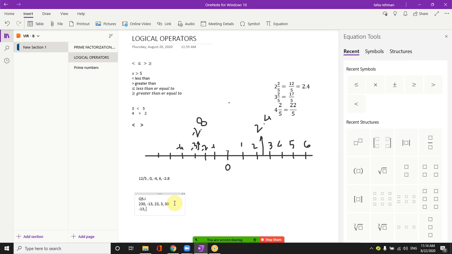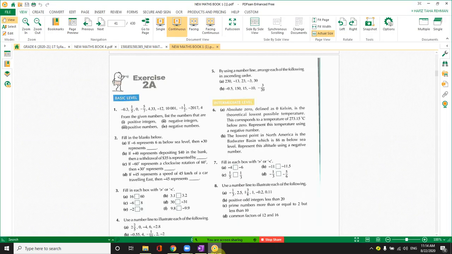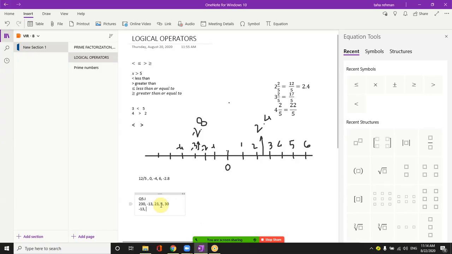Then minus 3. Sorry, this is minus 3, my child. Very good, minus 3. Then 23, very good. Then 30, very good. Then 230. Okay.